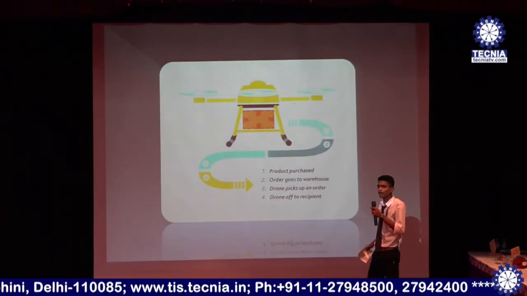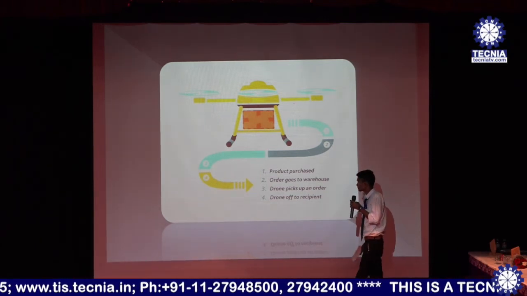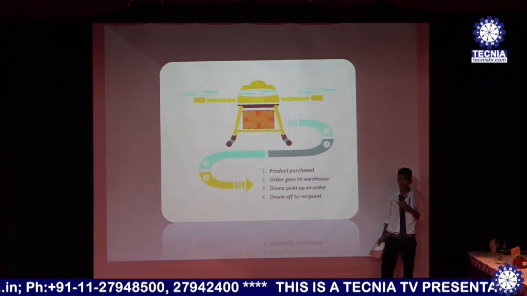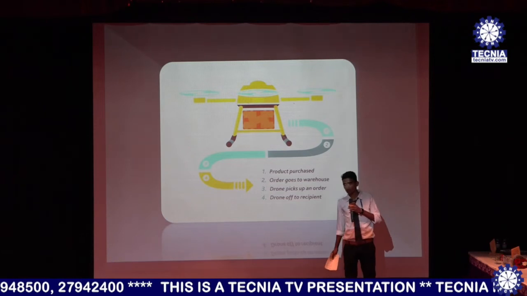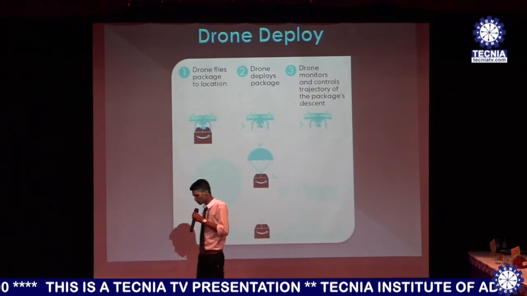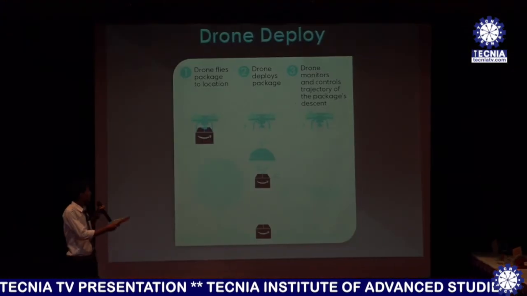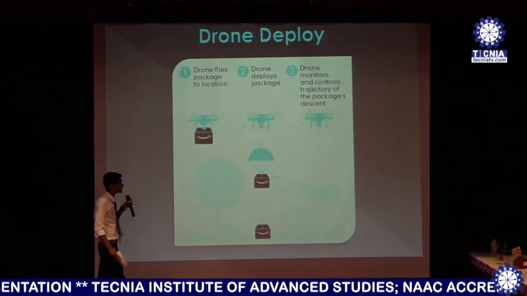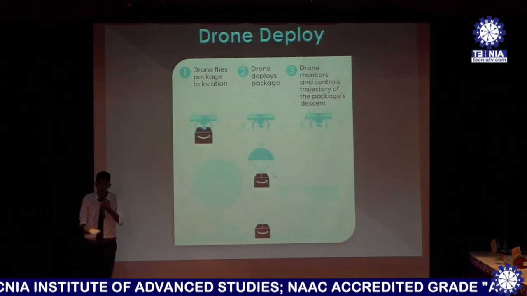Now the second method: as soon as the order is received in the warehouse, the product is purchased, the order goes to the warehouse, the drone picks up the order and takes off to the recipient. This is how drone delivery with a warehouse is done, right? And it is a costlier method, so a lot of construction is to be done. Next is the drone deployment.